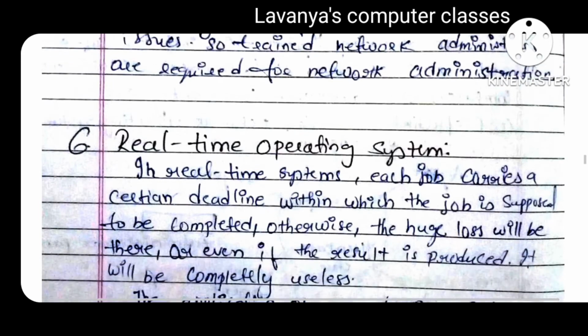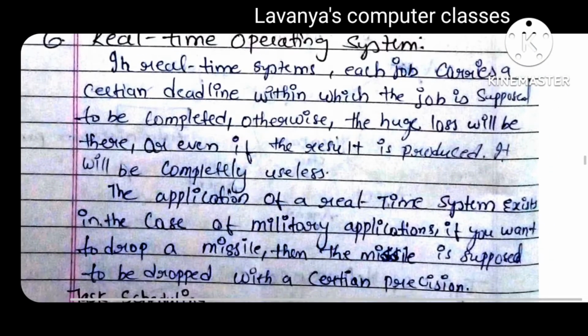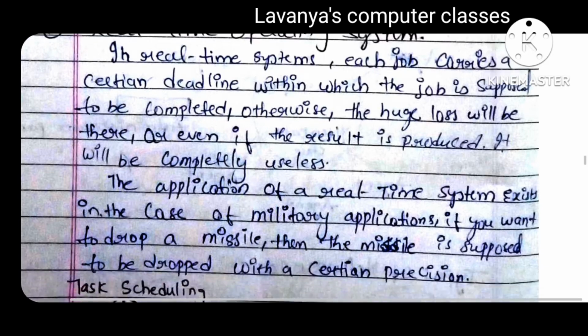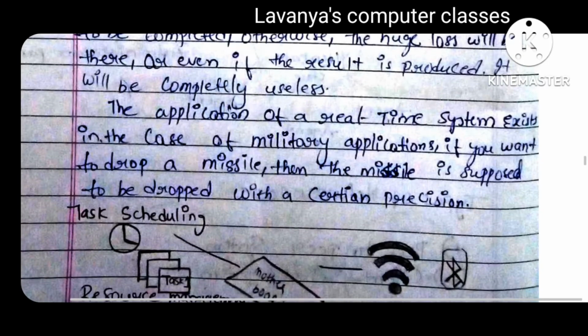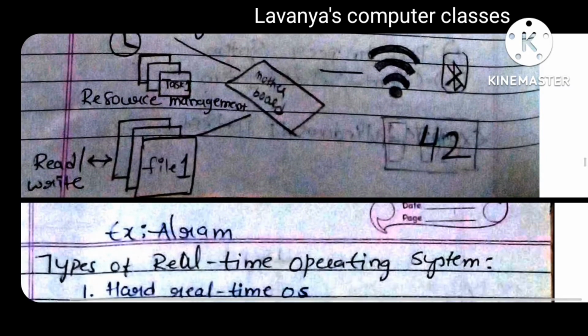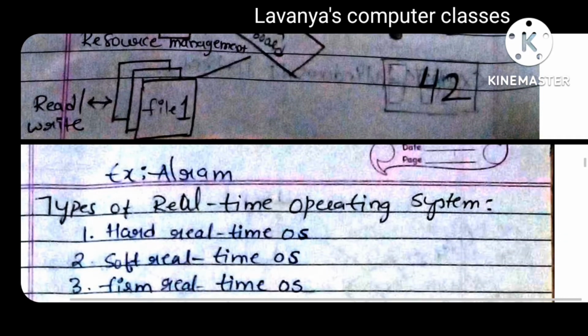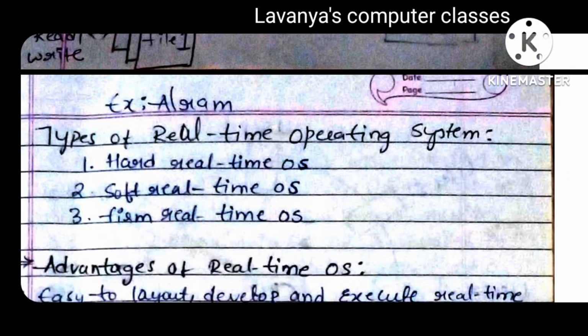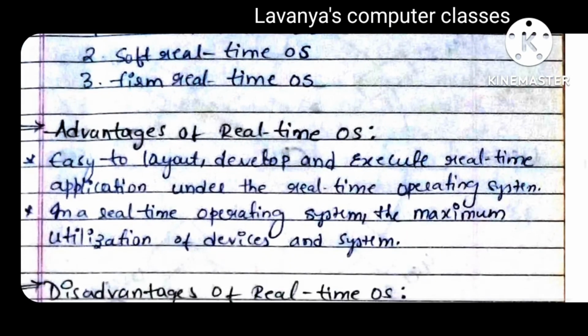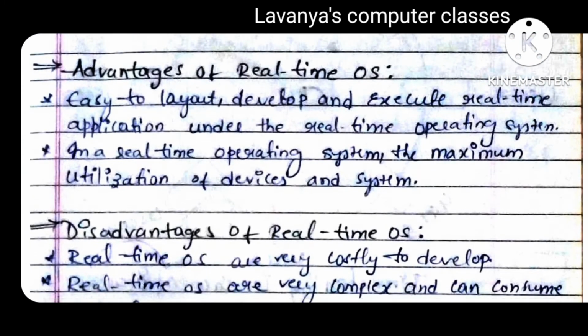Next, real-time operating system. Definition, explanation of real-time operating system. Diagrammatic representation. Types of real-time operating systems: hard real-time operating system, soft real-time operating system, firm real-time operating system. Similarly, advantages and disadvantages of real-time operating system.